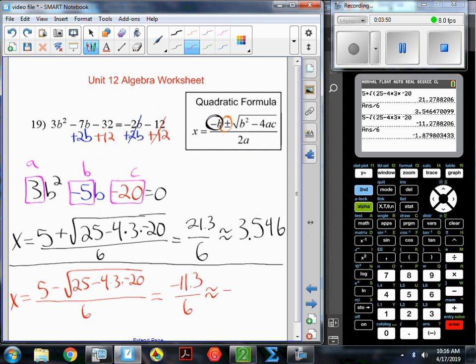I only went to 2 decimals on this one, because the negative 1.879 would round up. The 8 would make the 9 round up, the 9 would make the 7 round up. So those are my 2 answers.